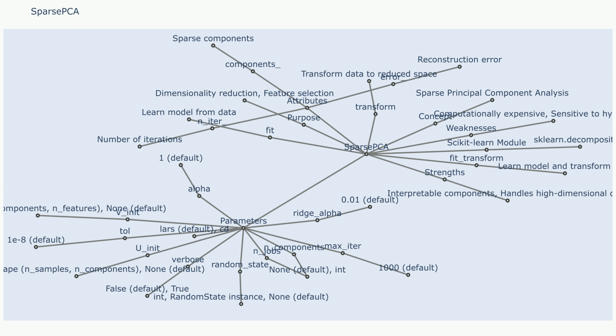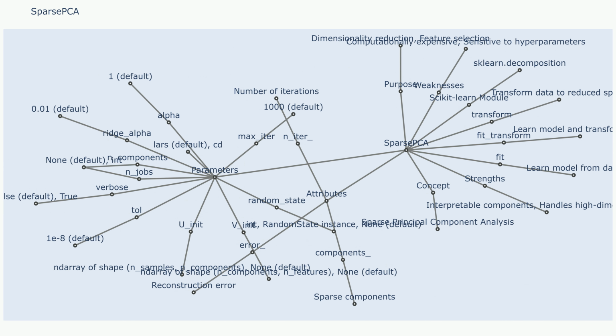1. Interpretability. Sparse components are easier to interpret than dense ones. The presence of a feature in a component suggests a strong association with that component, making it easier to understand the underlying structure of the data. 2. Feature selection. Sparse PCA can be used for feature selection by identifying the features that contribute most to the variance of the data. This can help in identifying the most relevant features for a given task.